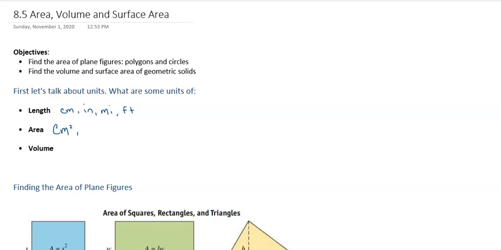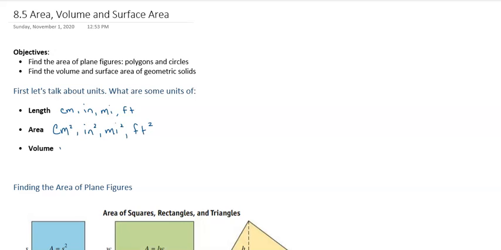So we get things like centimeters squared, inches squared, miles squared, and yes, you can have square miles, and feet squared. So we say usually square miles and square feet, or square inches, or you say inches squared.